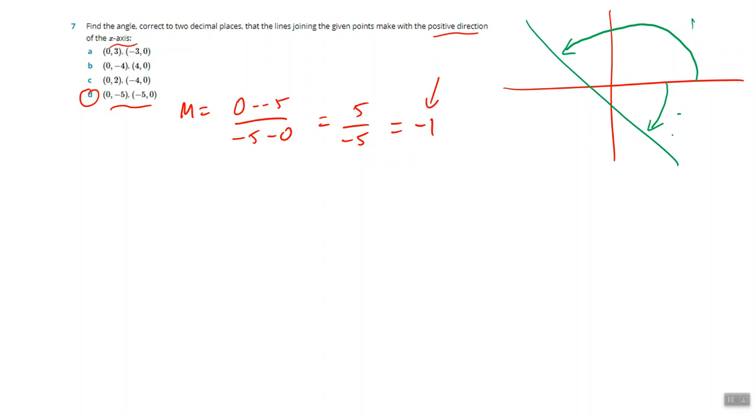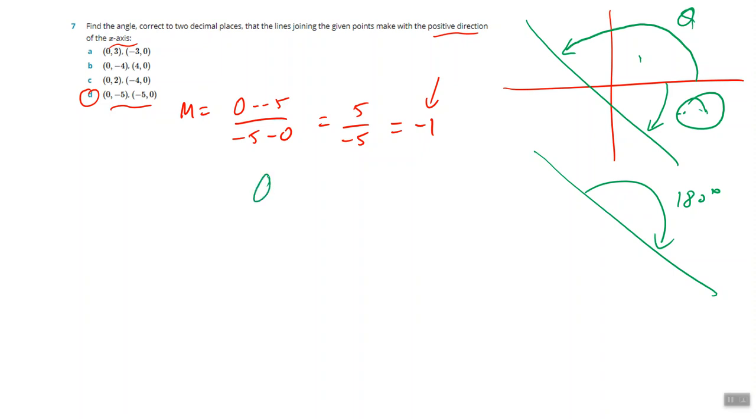Now we know that with a straight line, the total angle is 180 degrees, right? So if we know what this angle is, and it's negative, if I add that to 180, I get what's left over, which is what we want. It's a bit tricky with negative angles. The formula would be theta equals inverse tan of m, because that'll give you a negative angle if the gradient's negative, plus 180. So that's how you approach it.